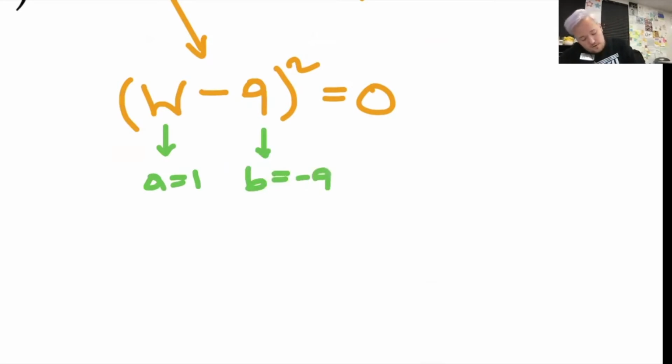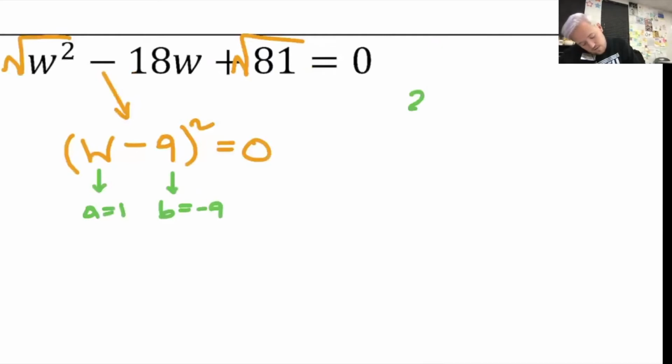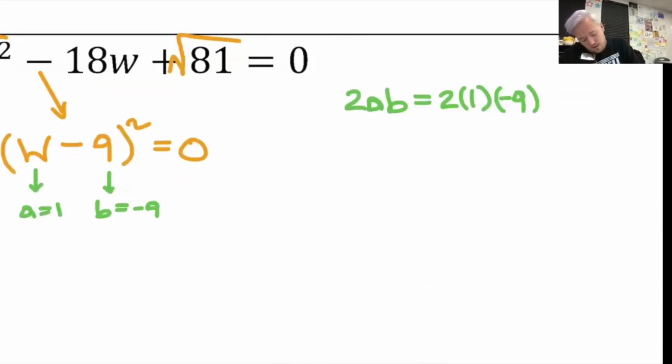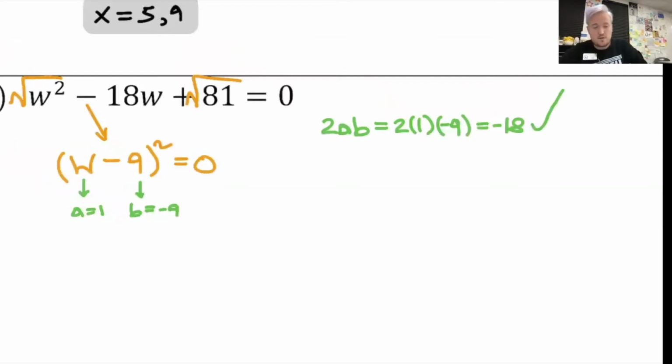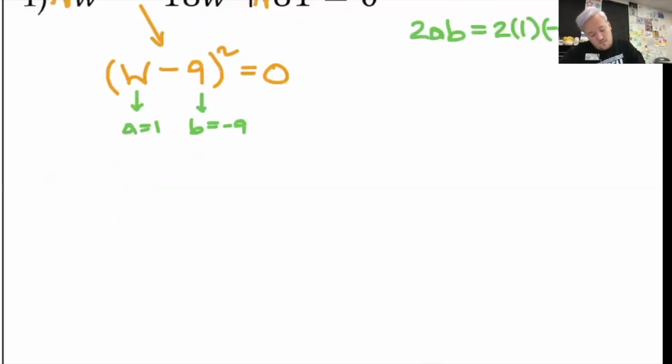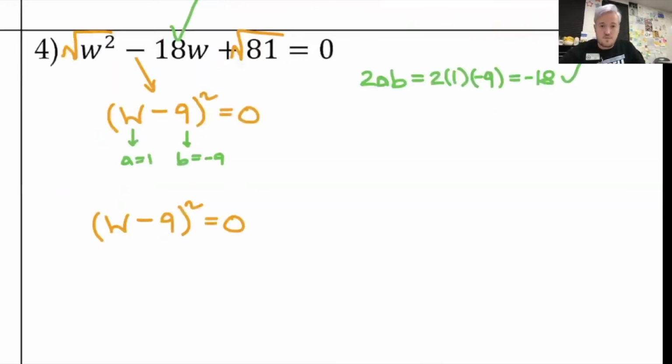All right, so if I do my 2AB, we get 2 times the A value of 1 times the B value of -9, and we get -18. So that -18 matches our B term, so we're good to go. All right, so what I'm going to do now is take all this, come down here, and solve it for 0.